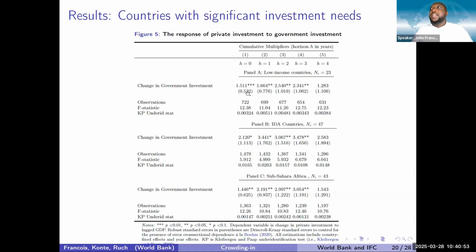These two results are fairly similar to the Eden and Kraay results, in the sense that the size of the multipliers is fairly similar. And for sub-Saharan African countries, you also see a similar trend there. And what's more important is that the longer-term multipliers are also still positive and statistically significant, right?